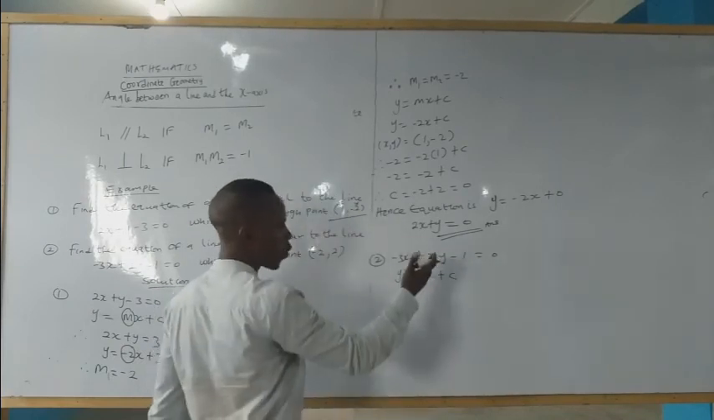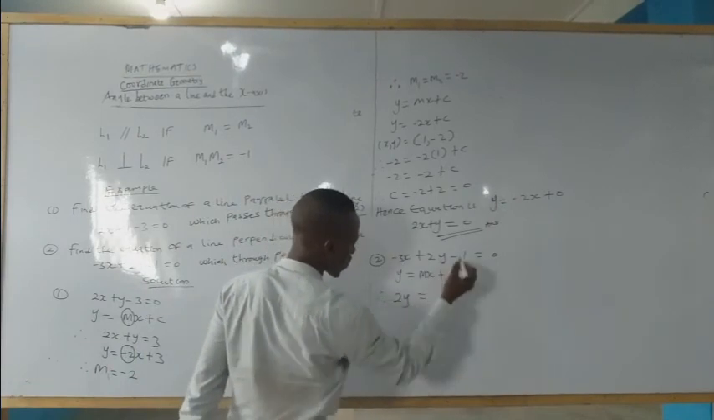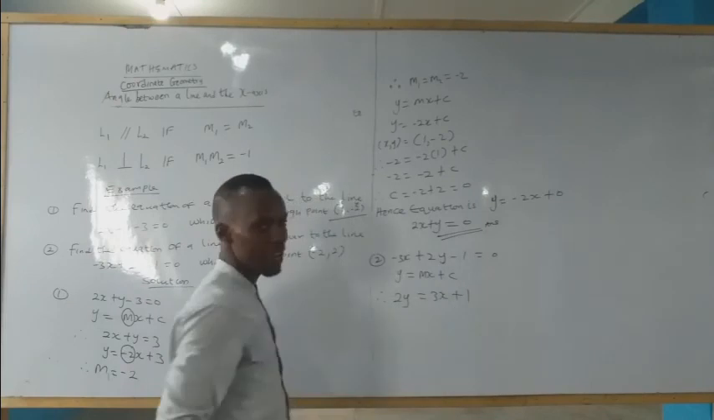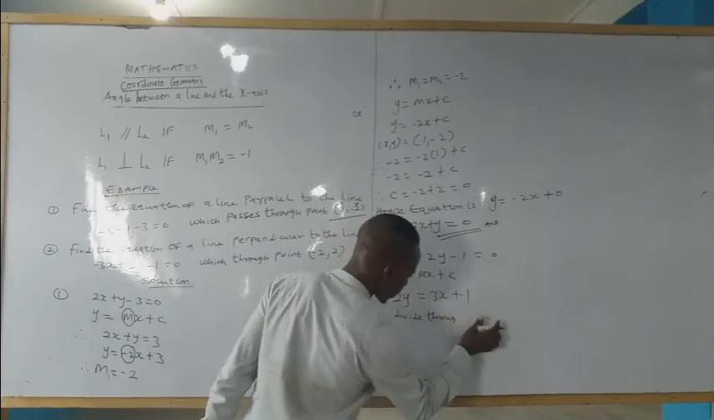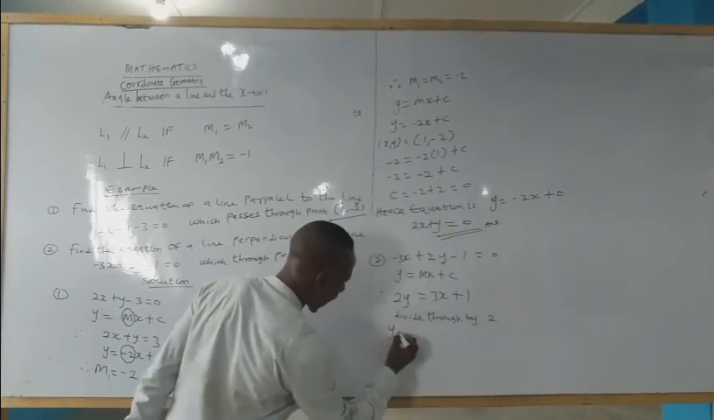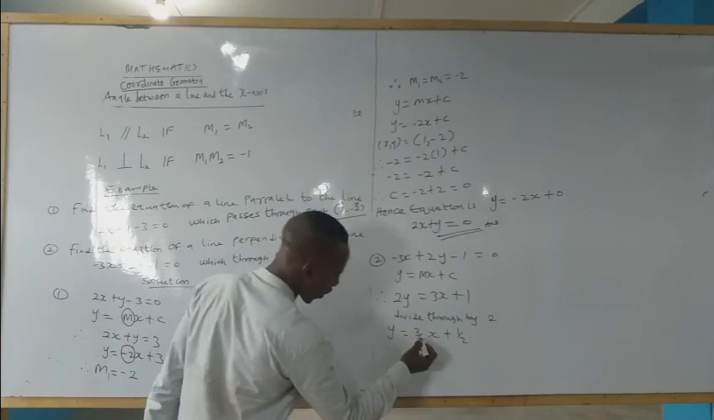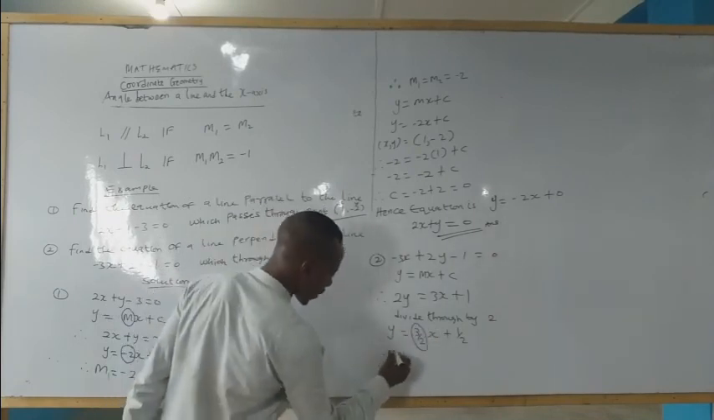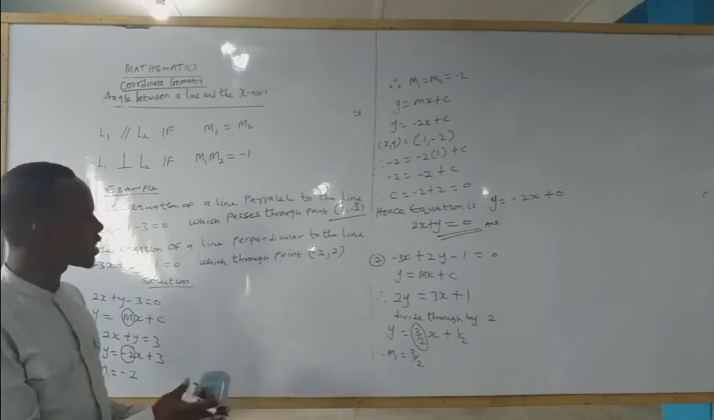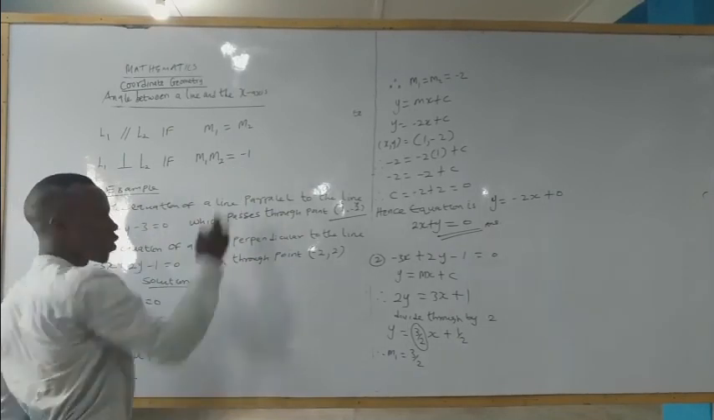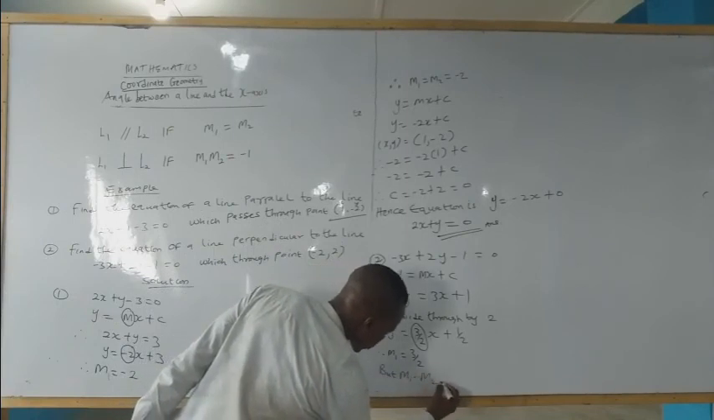So how do I do it? I'll make y the subject of the equation. So take everything to the other side, leaving 2y here. So I have 2y is equal to 3x plus 1. And I divide all through by 2. So then I have y is equal to 3 over 2 x plus 1 over 2. In the same fashion, 3 over 2 is the gradient. So therefore m1 equals 3 over 2. But if two lines are perpendicular, the product of their gradients is equal to minus 1.